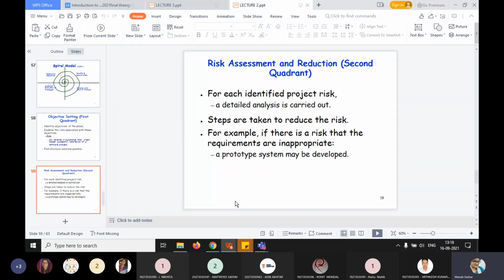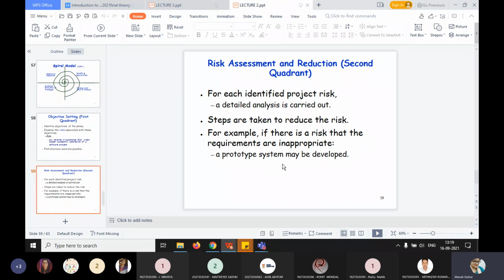During the second quadrant, see here, what happens? Alternate solutions are evaluated to select the best possible solution. So we are providing alternate solutions, and there can be a number of solutions, and from those solutions we are selecting the best possible one. To be able to do this, the solutions are evaluated by developing an appropriate prototype.